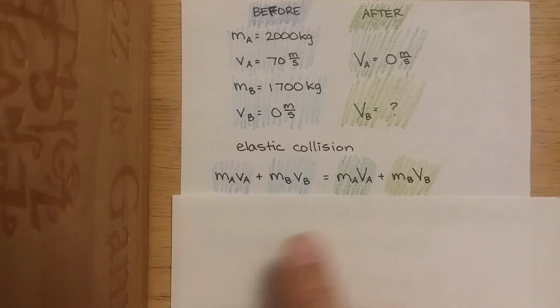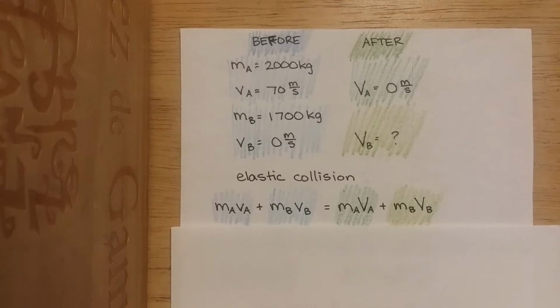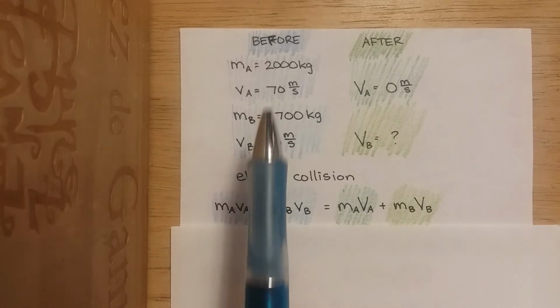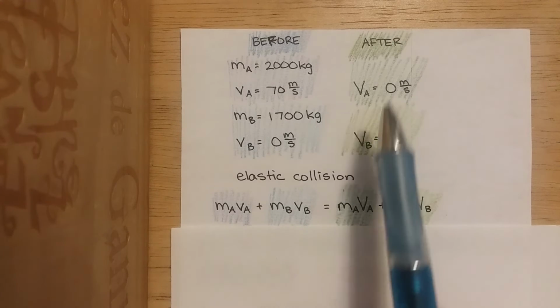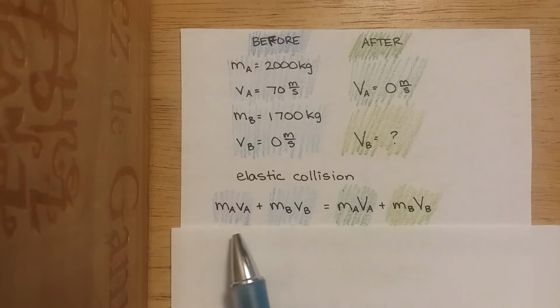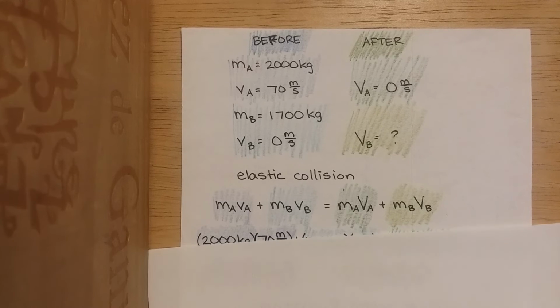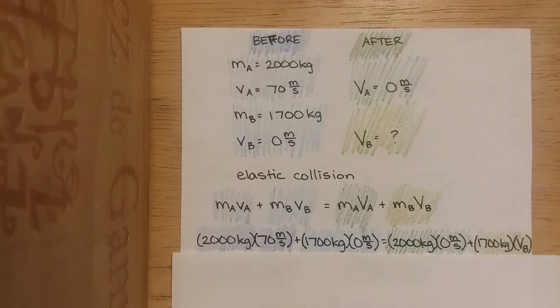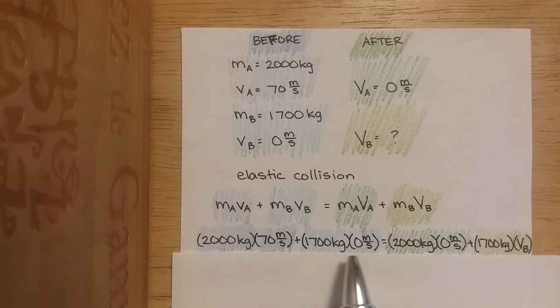capital VB. I colored these dark blue and light blue to indicate that we're in the before area when we're doing this, and then dark green and light green to indicate the after. And our masses, of course, stay the same. The masses of the cars don't change. So I've got the 2,000 times 70 for car A's mass and velocity, 1,700 times 0 for car B's mass and velocity before the collision.